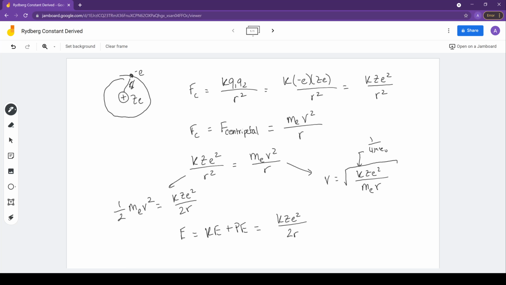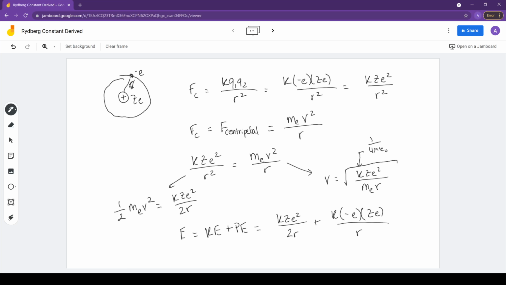The equation for potential energy is K times the product of the two charges, so really similar to the Coulombic force, but this is potential. So K times the product of the two charges, and the two charges are negative e and Z times e. But instead of dividing by r squared, you divide by r. So if we sum these two things up, we get the total energy of the electron.